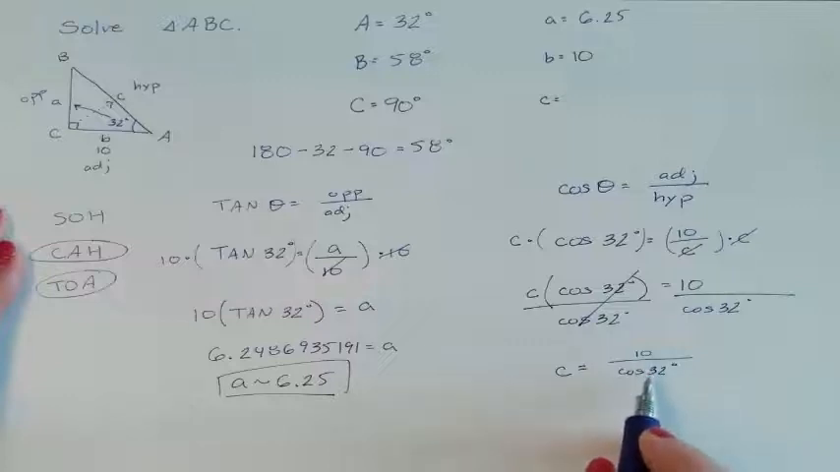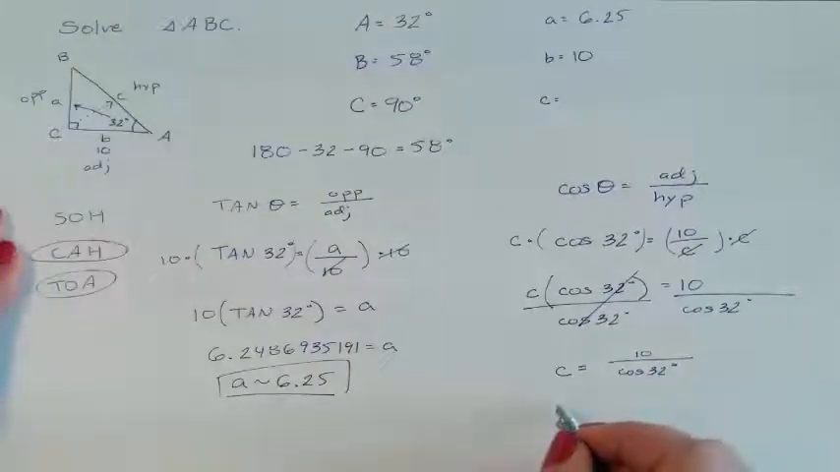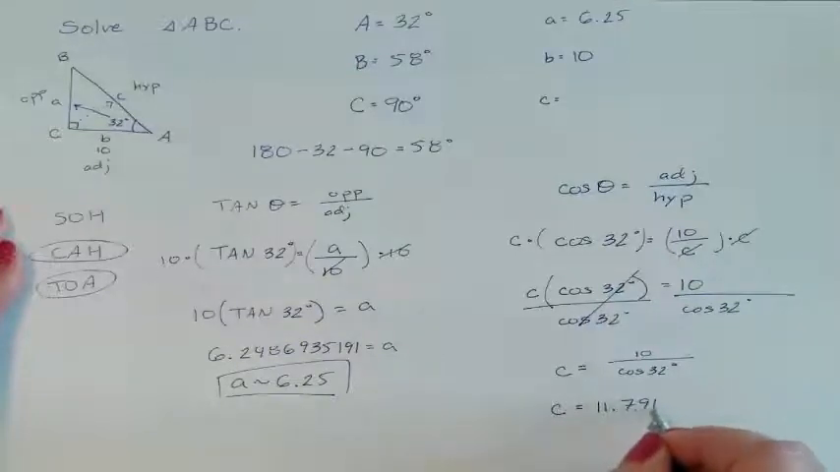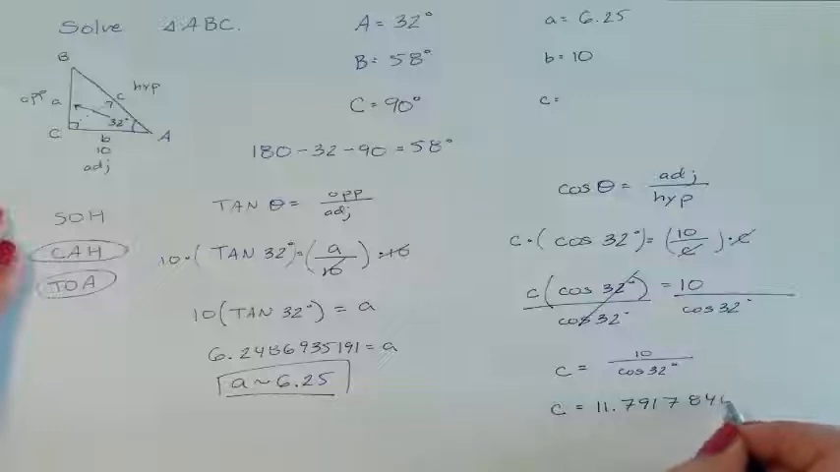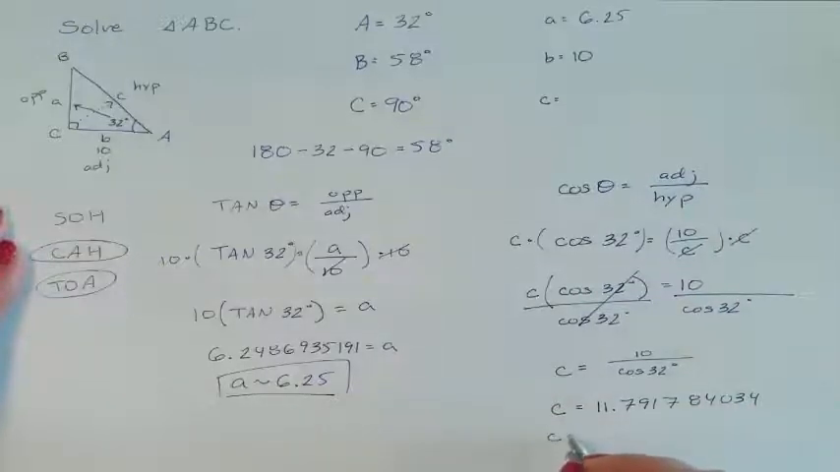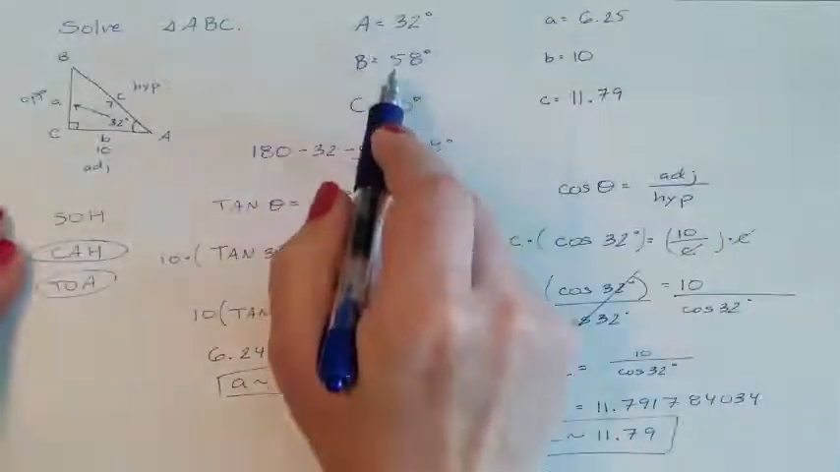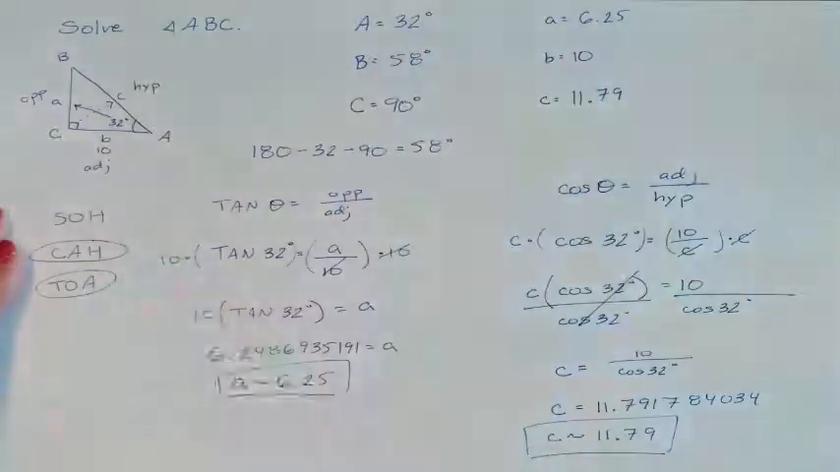You're going to type this into your calculator, making sure your calculator is in degree mode, not radians mode. If you do that, you end up getting C to be 11.791784034, which we are going to round C to be about 11.79. So I just found length C to be about 11.79. So I just found all 6 of my answers that it asked me to find.